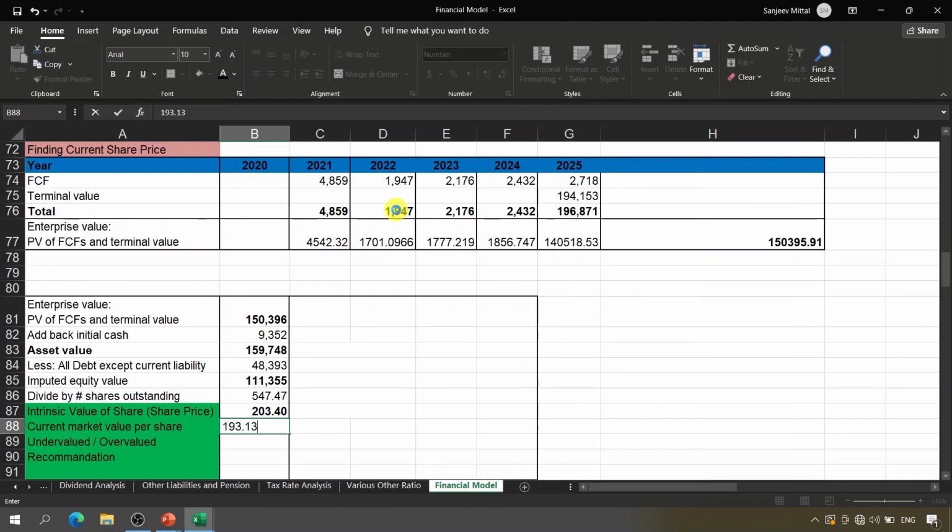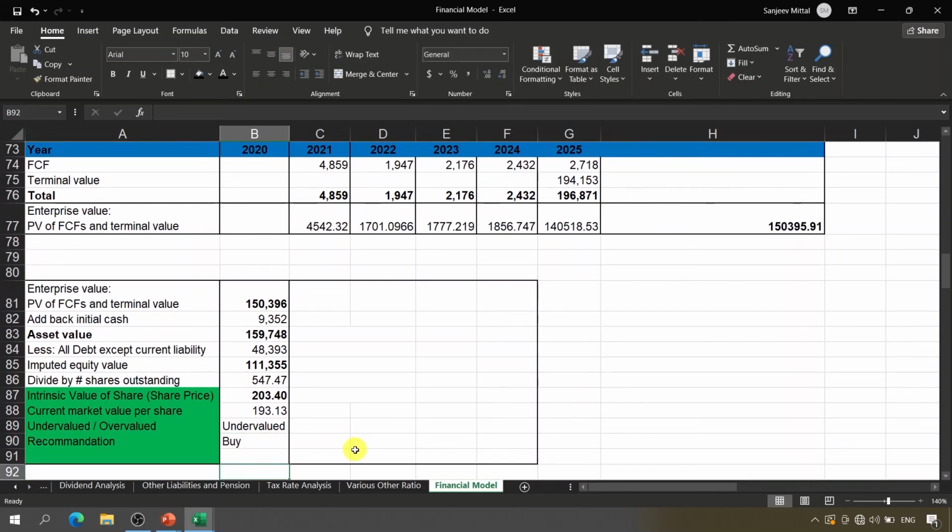It means that the intrinsic value we have calculated is the fair value of the share which should prevail in the market. But the current market price is 193.13, which means that this share is undervalued, because the actual value of this share should be 203.40, while it is valued at only 193.13. Whenever anything is undervalued, the shares will increase in price at a later date. And if this share is going to increase in price, definitely the recommendation for this share would be a buy recommendation.